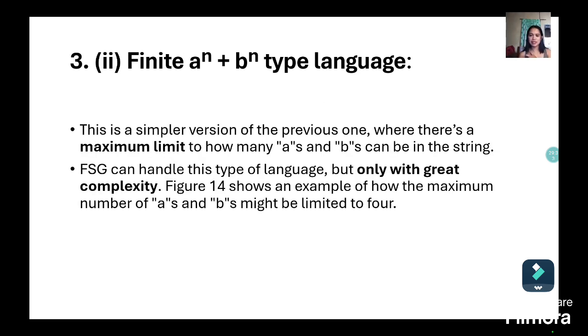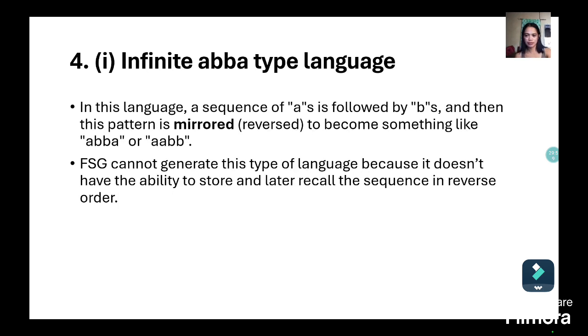Finite A^n B^n type language. This is similar to the previous one, where there is a maximum limit to how many A's and B's can be in the string. Finite state grammar can handle this type of language but only with great complexity. Figure 14 shows an example of how the maximum number of A's and B's might be limited to 4.